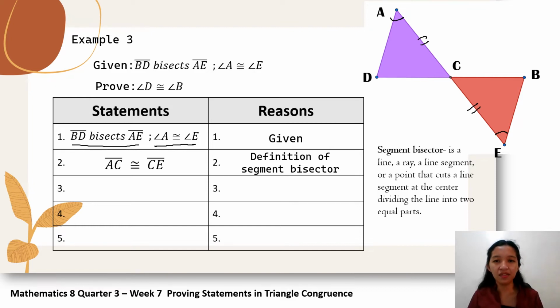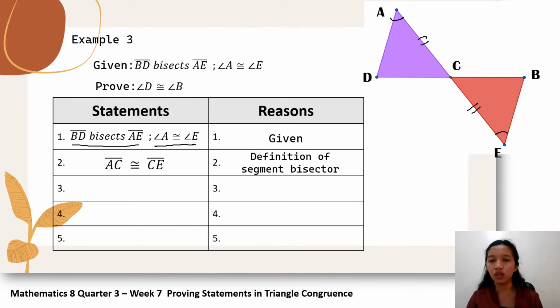Since we now have two congruent parts of our two triangles, we must find where the third congruent part could be for our two triangles to be congruent. So let's analyze the figure again. Where could the third congruent part be?